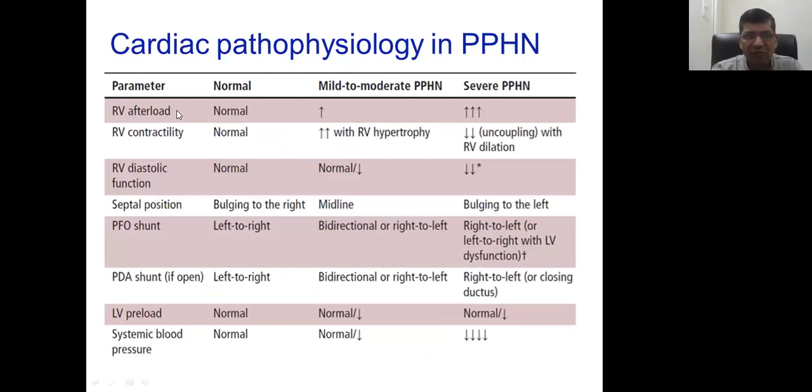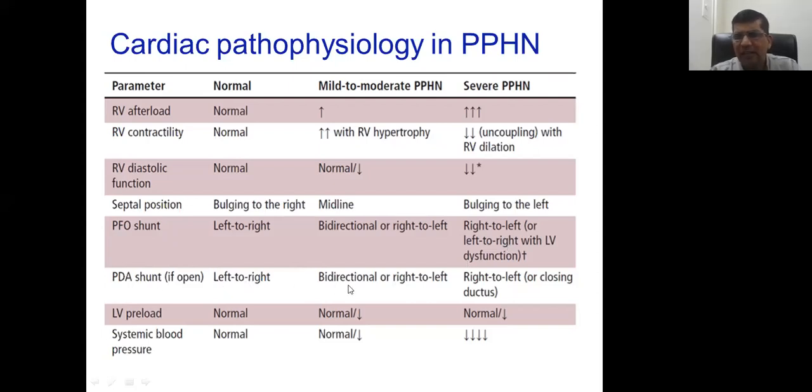So this is just a revision of what I told you. In the normal babies, you have normal afterload; in mild to moderate, afterload increases; in severe, definitely it increases. Contractility starts increasing, but later on it fails. Diastolic function is initially decreased and later on decreased too much. So systolic decrease, diastolic decrease, septum shifts from midline to the left side. PFO from left to right becomes bidirectional and pure right to left, and later on it could be left to right.